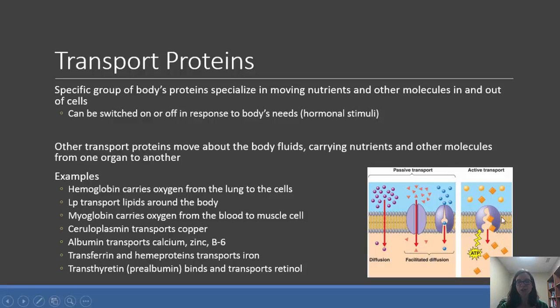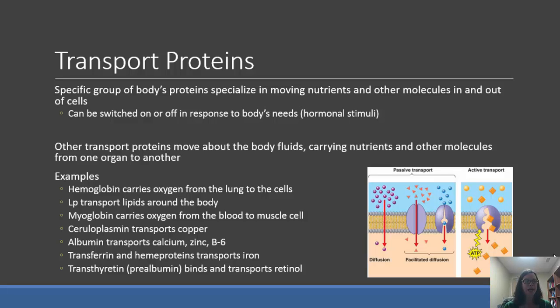Whereas in active transport, our transport protein is actually using ATP to move molecules from lower concentration to a higher concentration. This is the type of transport protein that we've talked about the most, but other transport proteins actually move nutrients and molecules throughout the body fluids from one organ to another. And here are some examples of transport proteins. An important one, of course, is hemoglobin, which carries oxygen in our blood. And we also have lipoproteins, which transfer lipids around the body, like we've talked about.